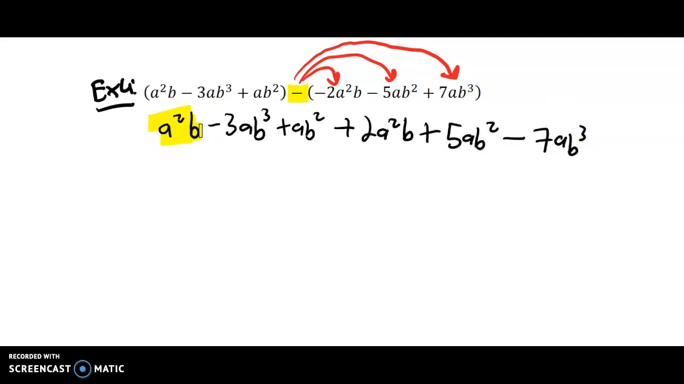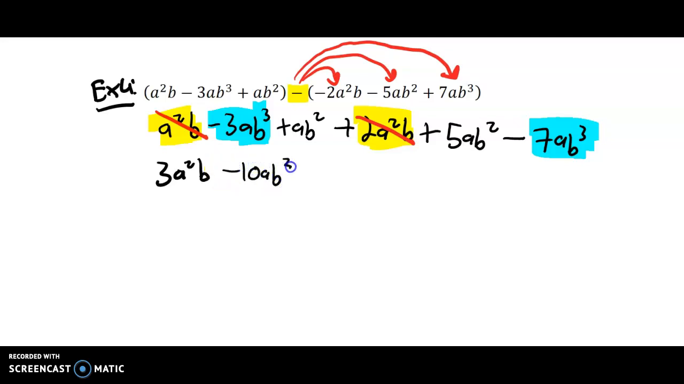A squared b, do we see another one of those? Yes, we do, right here. If we don't see a number in front, it's an invisible 1, so I've got 1 plus 2, 3a squared b. We're done with both of those. Okay, I see an ab cubed. We do have another one of those. Negative 3 minus 7 is negative 10ab cubed. We're done with both of these. Lastly, I got ab squared and 5ab squared. Everybody had a partner this time, so I get 6ab squared. Final answer.